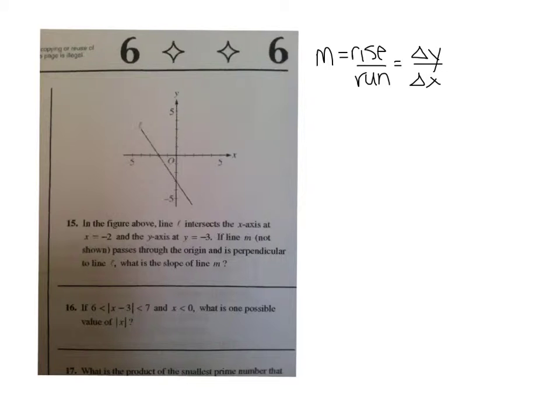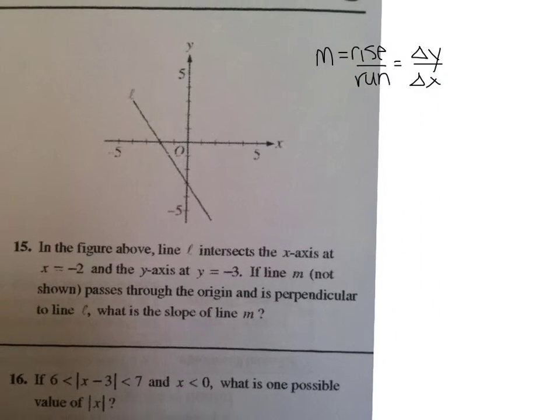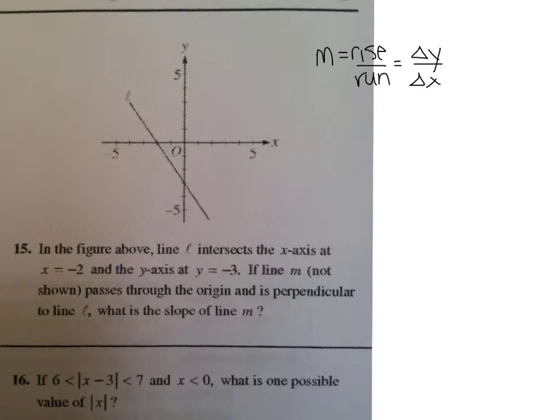So in this case, they're giving you 2 points on your graph. Let me zoom in a little bit here. So zooming in here, they give you these 2 points on the graph. They give you that the graph crosses the x-axis at -2, so the coordinates of that point would be -2 and 0. And the graph crosses the y-axis at -3, so the coordinates of that would be 0, -3.